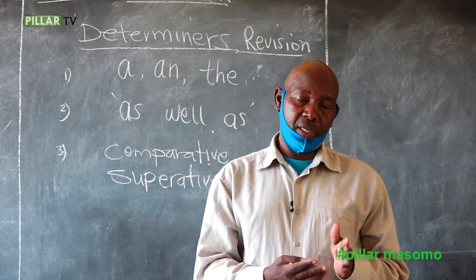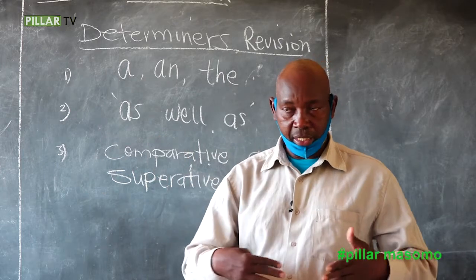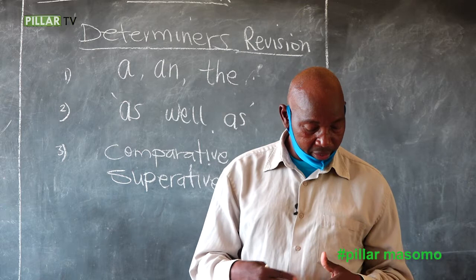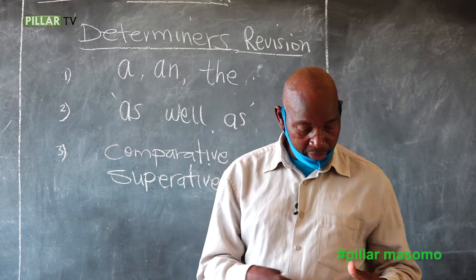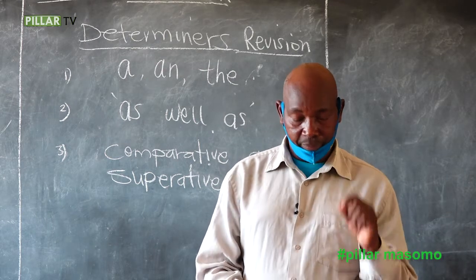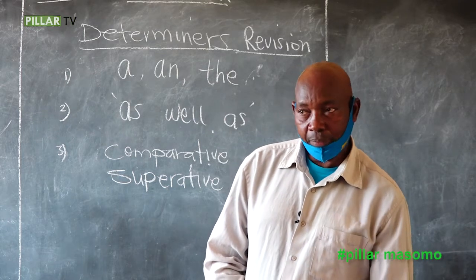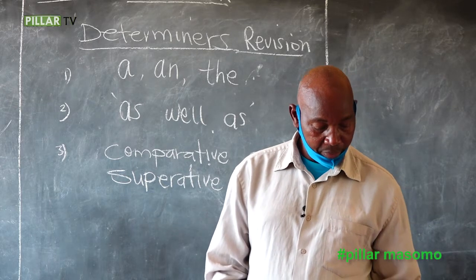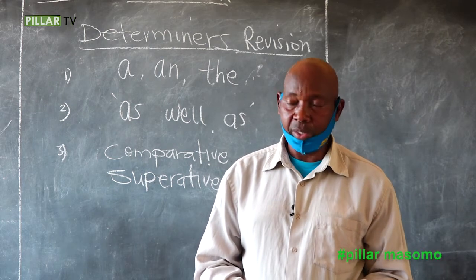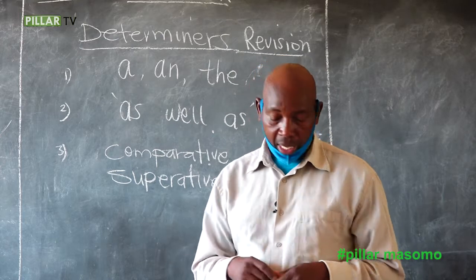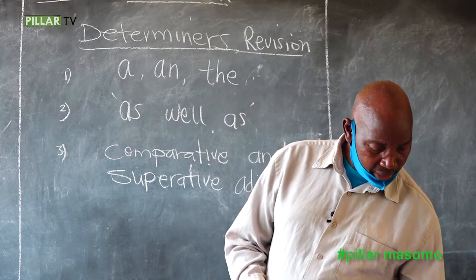But if it was at the beginning of our sentence, we would say an injured boy. But now it is in between other words, so we use the, and we are very sure that it is the boy. Stretcher, we know it's something that is used to carry an injured person, so we say a stretcher. S is a consonant.